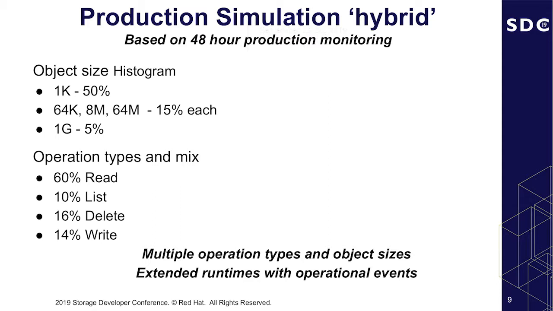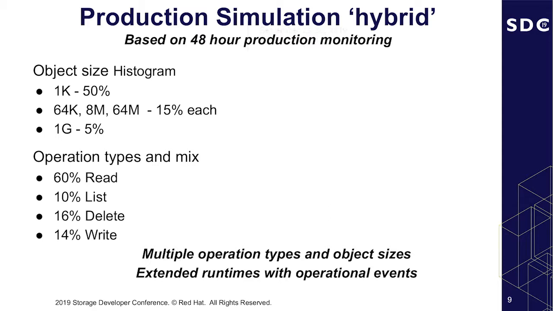Based on a 48-hour collection period, we saw 50% of the object sizes were at 1K. And we came up with a histogram here that we've stuck to quite a bit as we've done our release-to-release testing, looking for regressions within Ceph. You can see how that's laid out here in terms of small object sizes, then the 15% distribution amongst the 64K, 8 meg, and 64 meg, and then finally a small 5% footprint around the large object sizes.